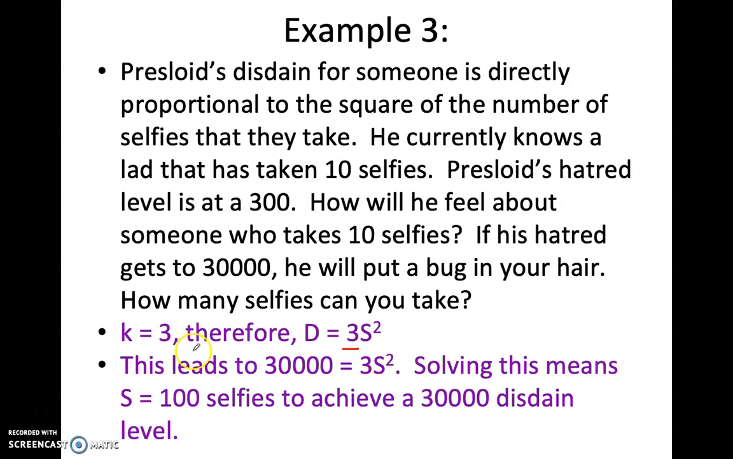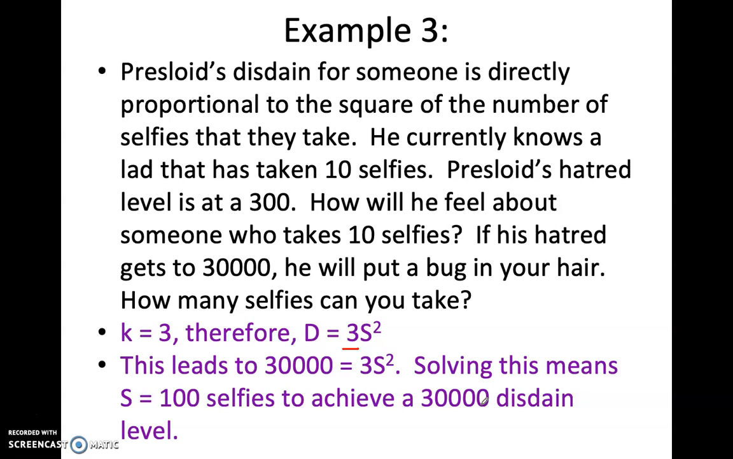So we're going to plug in a 30,000 for our disdain, our d value, and we're just going to solve this. You're going to divide by 3, and you're going to square root. And when you do that, you'll get 100. So you can take 100 selfies before I reach that threshold of 30,000 disdain units or whatever. This is a made-up problem.